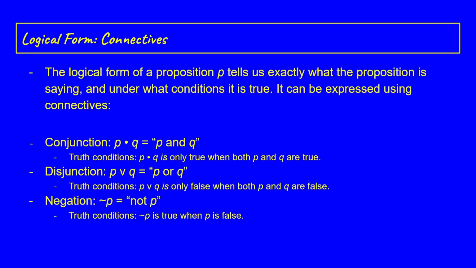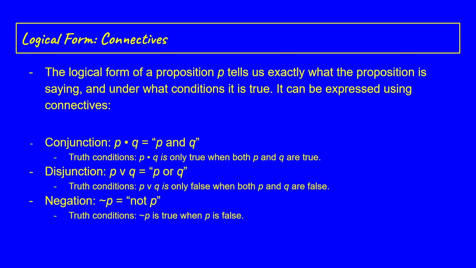Next, let's talk about logical forms, specifically connectives. The logical form of a proposition P tells us exactly what the proposition is saying and under what conditions it is true or false. It can be expressed using the connectives in the logical language. The first connective is the conjunction, or the dot. P dot Q essentially means P and Q. The truth condition is that P dot Q is only true when P and Q are both true.